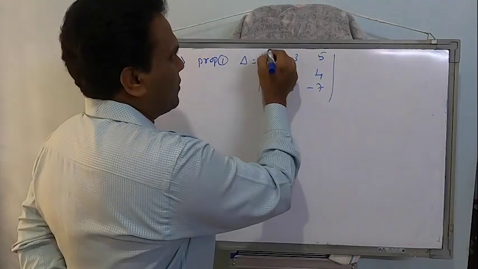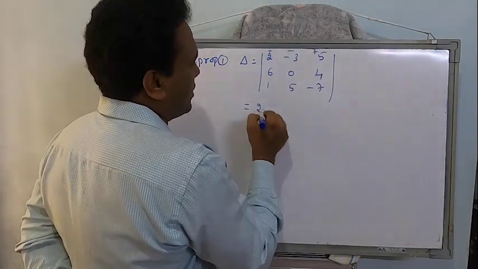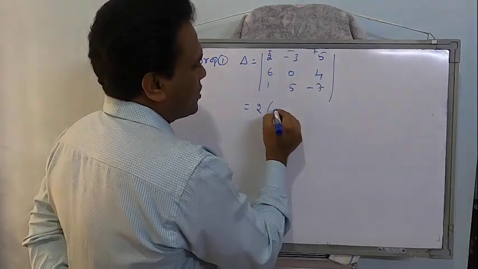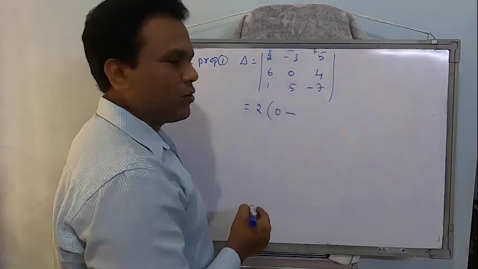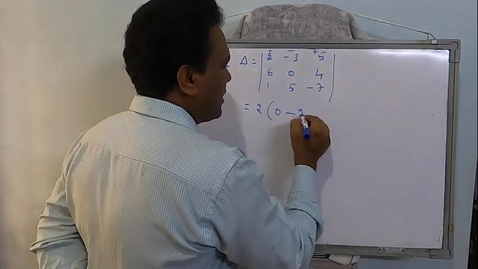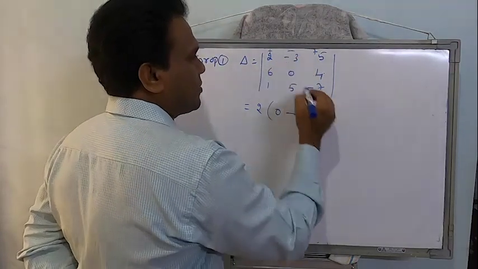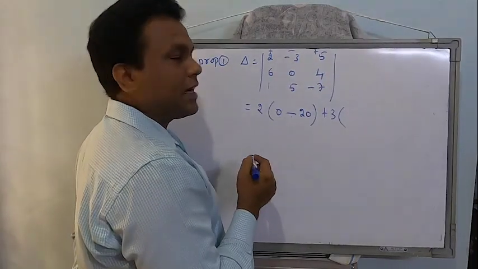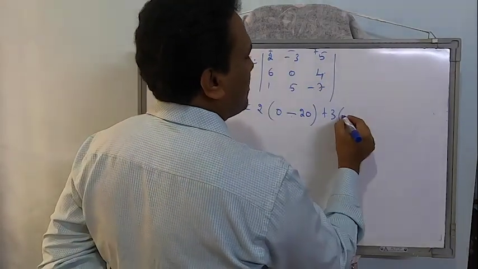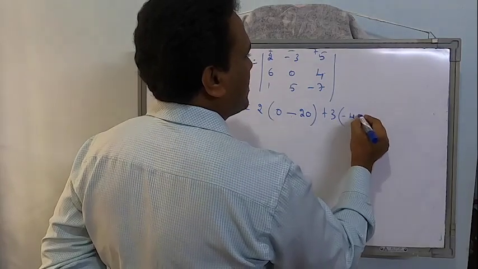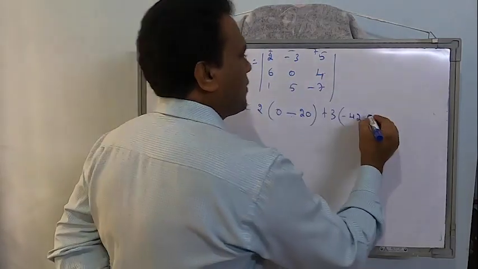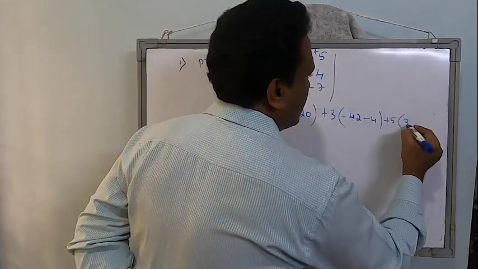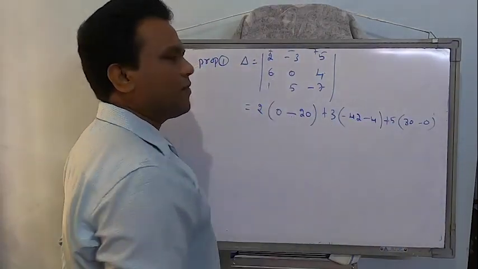Let me expand directly with respect to the first row. So it's going to be 2. As usual, we will leave the column and row, and we will expand the remaining 4. So 0 multiplied by minus 7, 0, minus 4 multiplied by 5 will be 20. The next element, minus into minus, will be plus 3. Open the bracket, leave the second column and first row, and expand the remaining 4 elements. So 6 multiplied by minus 7, that's going to be minus 42, minus 4 multiplied by 1 will be 4, plus the last element 5. 6 multiplied by 5, 30, minus 0. 0 multiplied by 1 will be 0.